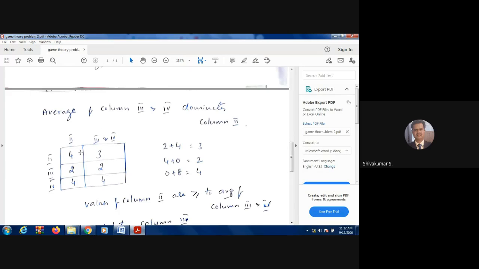The second column values are 4, 2, 4. So 4 greater than 3, 2 is equal to 2, 4 is equal to 4. So the values of column 2 are dominated by the average values of columns 3 and 4. That's why we delete column 2, because its values are more than or equal to the average values of 3 and 4. Understood now?